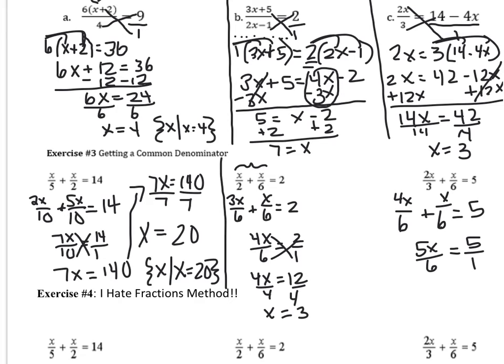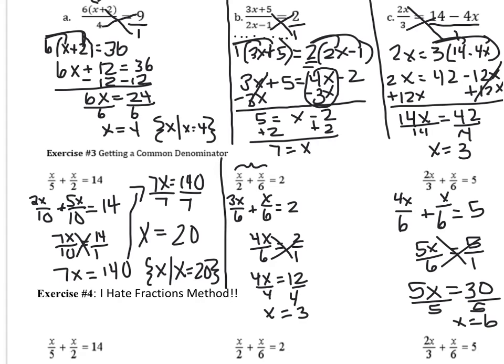Cross multiplying 5x times 1 gives us 5x. The equals goes in the middle. 6 times 5 gives you 30. Dividing both sides by 5, you see that x is equal to 6 because 30 divided by 5 is 6.